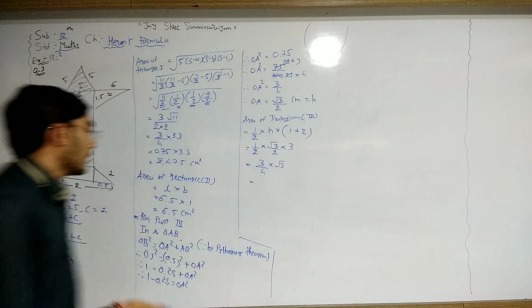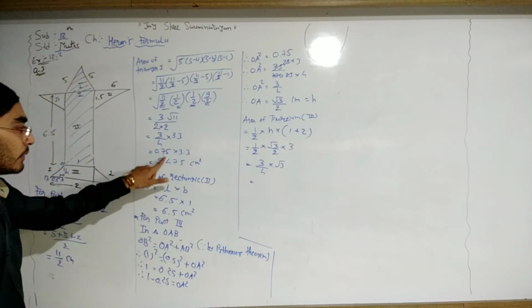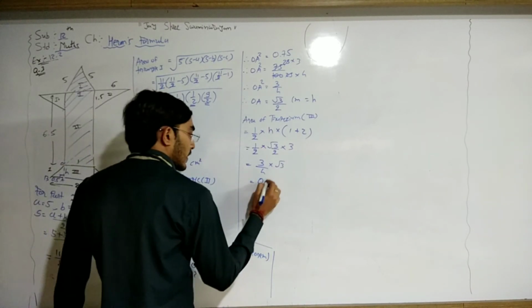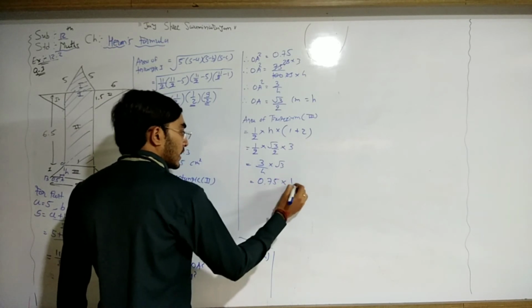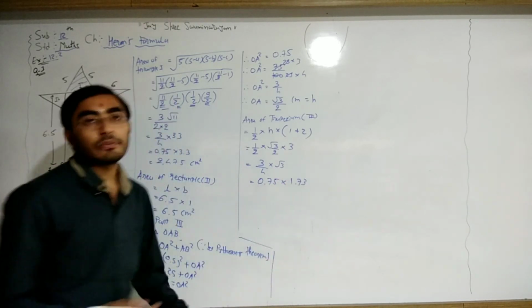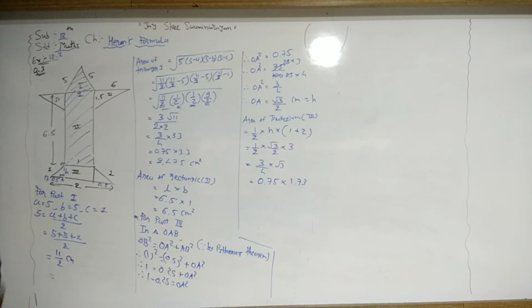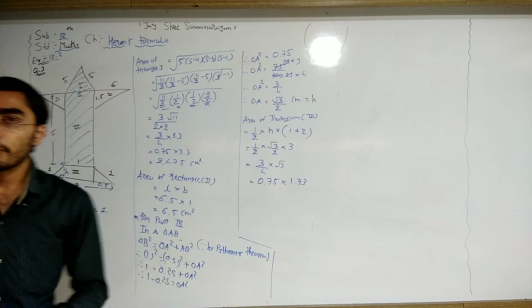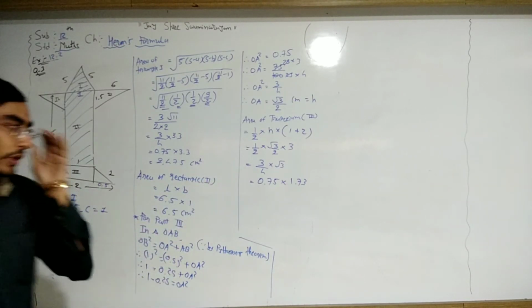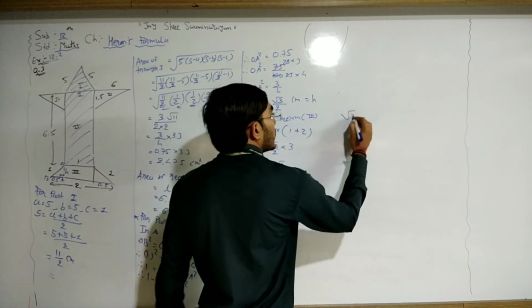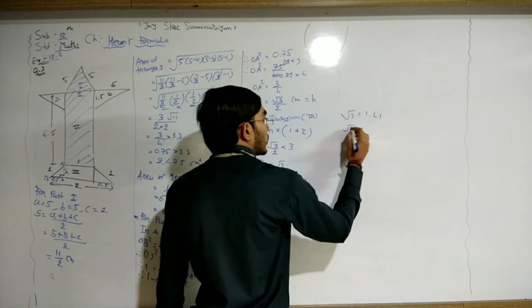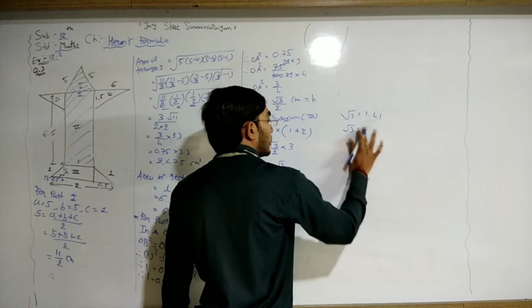Now the answer of 3 by 4, that we know is 0.75, and the value of under root 3 is 1.732. Here we are using only 2 digits, so 1.73. The value of under root 2 is 1.41 and under root 3 is 1.73.